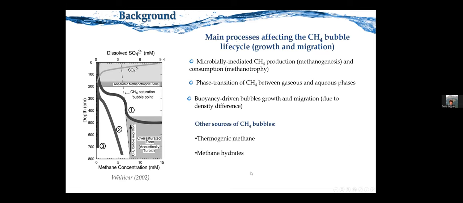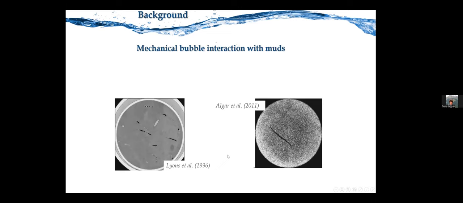So in addition to these main processes, it is clear that there should be some kind of mechanical interaction of the bubbles, because these bubbles are big. There should be some kind of mechanical interaction of these bubbles with the muddy sediment. And you can see here the results on bubble growth in muds, in cores. Those are cross-sections of the cores.